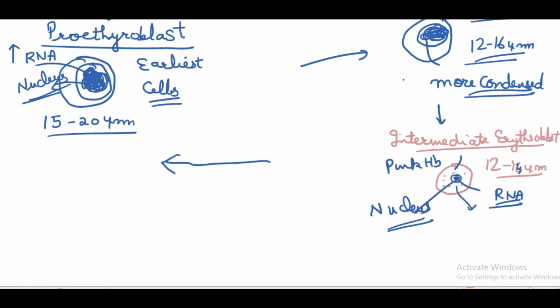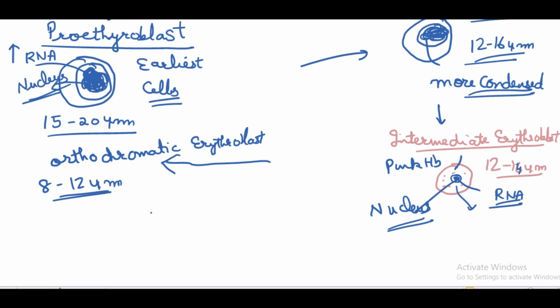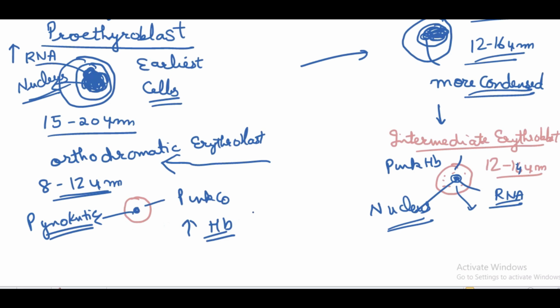The next stage is the orthochromatic erythroblast. They are 8 to 12 micrometer, and they have a small condensed nucleus. So pyknotic, condensed nucleus, and pink cytoplasm due to high hemoglobin content.